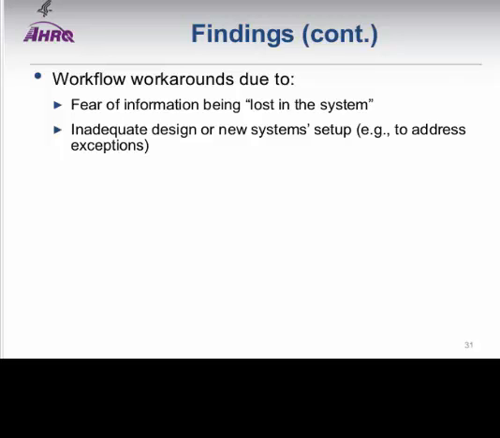Some workarounds were due to the inadequate design or the setup of the system. So, for example, at one site, they wanted to order a childhood vaccination that was not yet a choice in the system. So they had to use a paper system workaround until that was fully set up or ramped up. Another example of inadequate design was an inability to order a medication dose as wanted, where the choice wasn't in there. So in that case, the provider had to put in two orders, one for one dose, one for another dose to get the total dose that they desired for that patient.